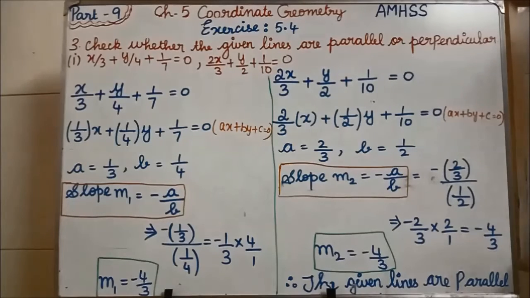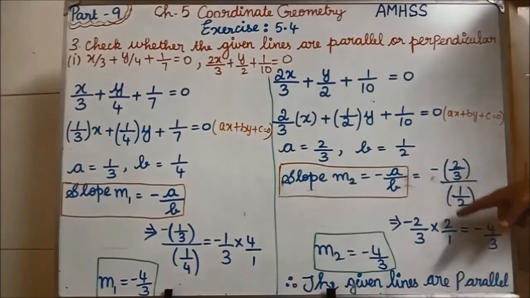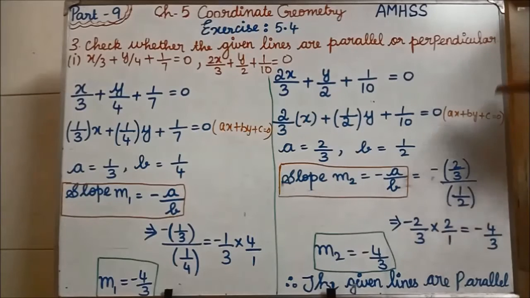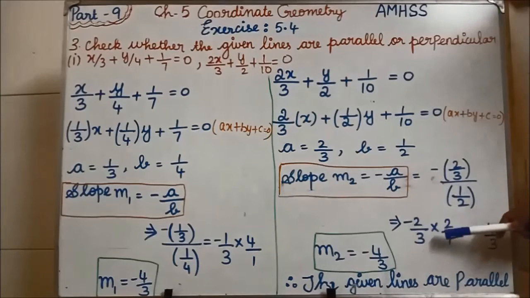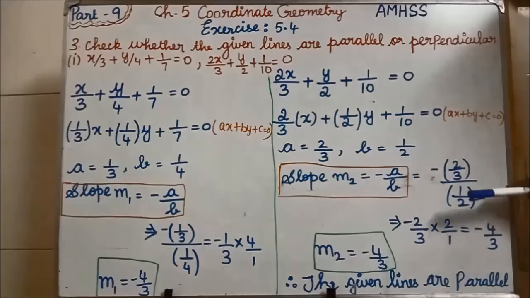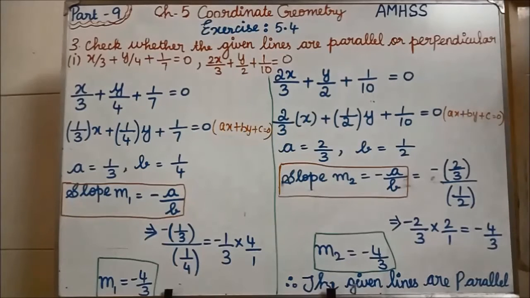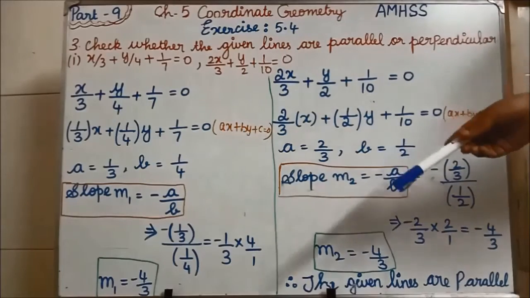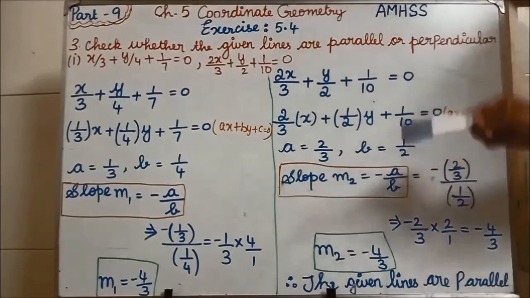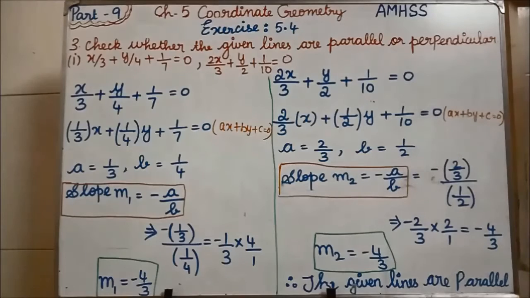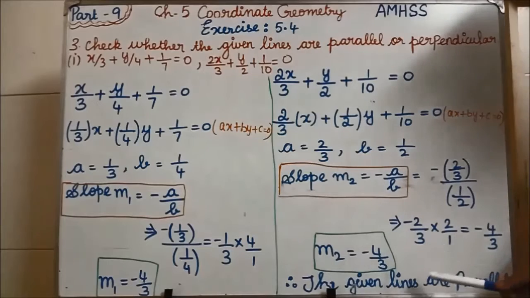Clear? The next step, again here we have fractions in division. So the denominator part becomes its reciprocal. Minus 2 by 3 into 1 by 2 becomes 2 by 1. So 2 2s are 4, with the minus, and 3 1s are 3. Now what is the m2 value? Minus 4 by 3. What is the m1 value? Minus 4 by 3. So m1 and m2 are equal, then the given lines are what? Parallel. Therefore, the given lines are parallel.